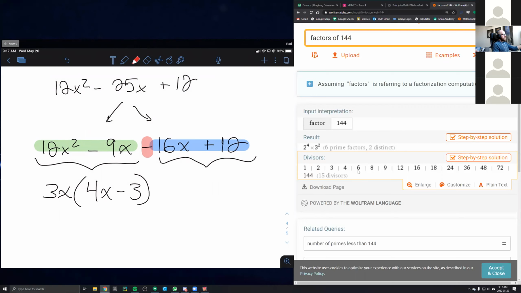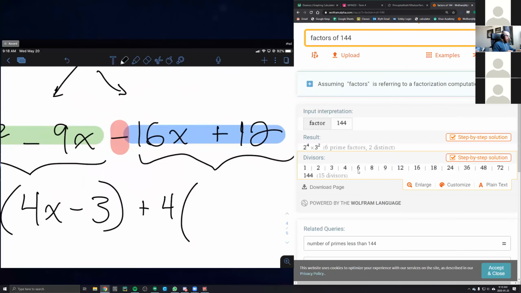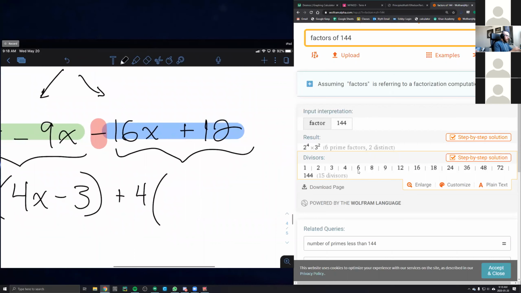I would say, okay, well, 16 and 12, both of those are divisible by 4, right? So I'm going to factor out a 4 because that's what I'm used to. So I'm going to say plus 4, and when I factor out a 4, I'm going to be left with negative 16 divided by 4, that's negative 4, and I still have an x there, and then 12 divided by 4, that's plus 3.